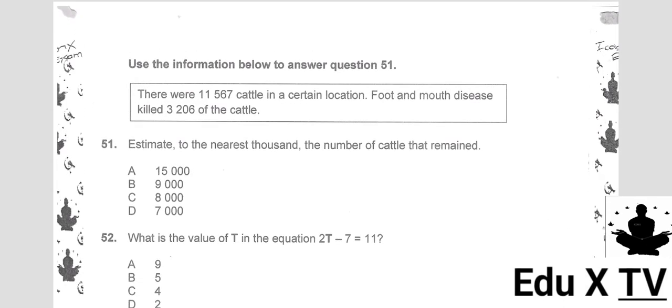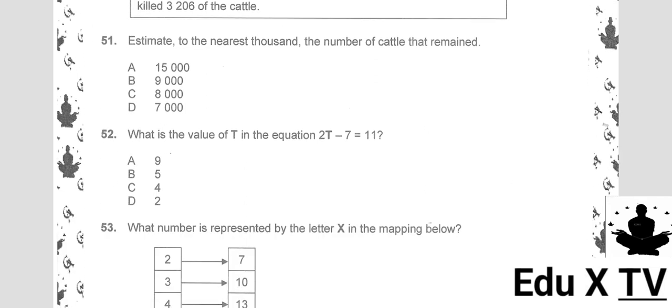Use the information below to answer question 51. There were 11,567 cattle in a certain location. Foot and mouth disease killed 3,206 of the cattle. Number 51. Estimate to the nearest thousand the number of cattle that remained. The answer is C. Number 52. What is the value of t in the equation 2t minus 7 equals 11? The answer is A.